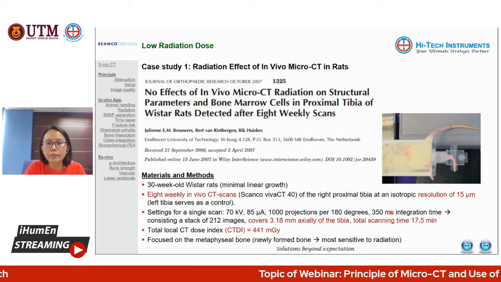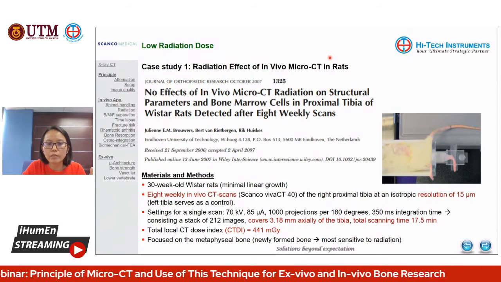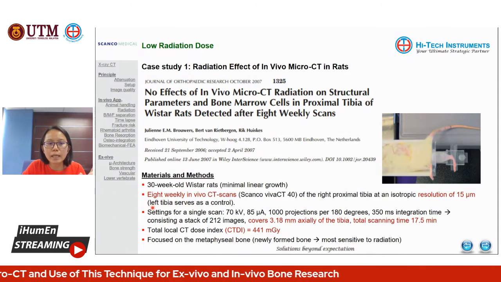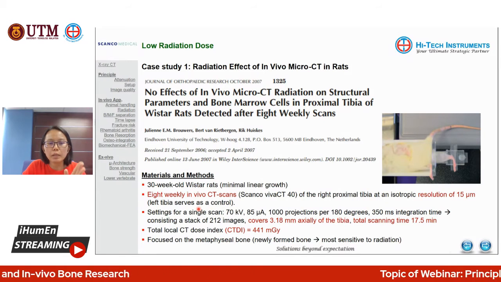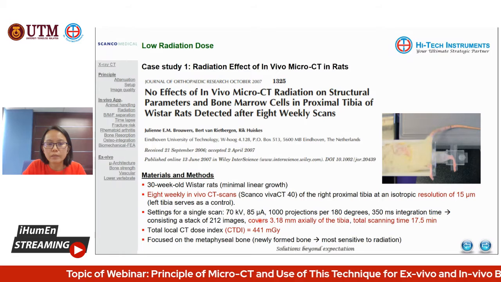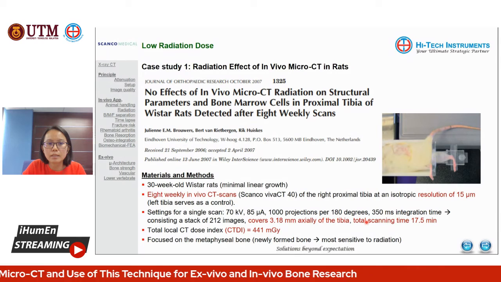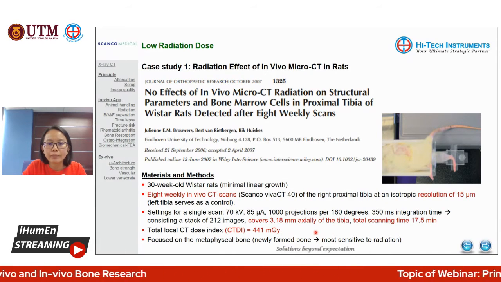Okay, so I have extracted two case studies looking at the radiation effect. The first case is looking at the rat itself. It was scanned 8 times, weekly. Every week the animal was scanned with a resolution of 50 micron on the left tibia, with the setting of 70 kV, 1000 projections, 350 milliseconds. It covers about 3.18 mm of the tibia, and the total scanning time is about 17.5 minutes.